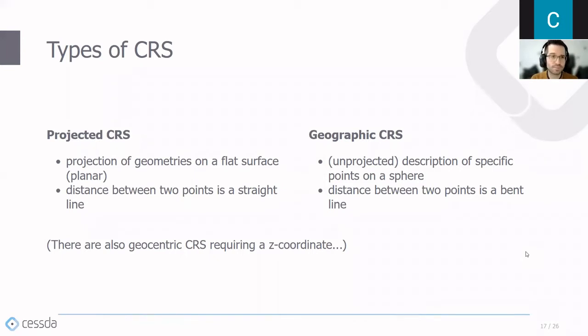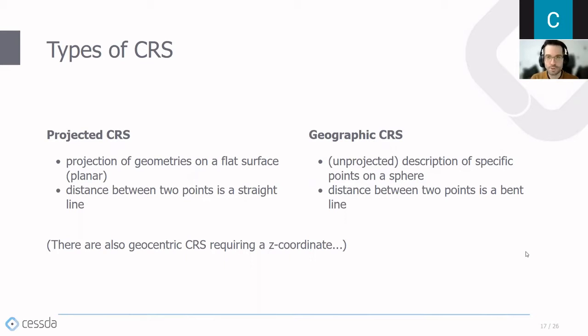In the case of these geographic CRS, also called unprojected coordinate reference systems, the description of the points or geometries is on a sphere. So they resemble more or less Earth's curvature. This is why it looks like that, and the distance between two points is then a bent line. So it's a bit more realistic, if you will.